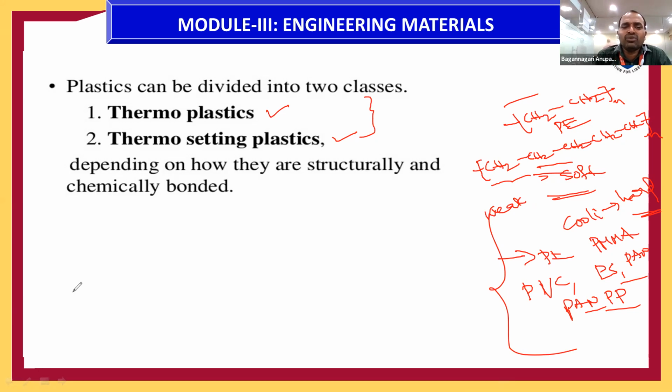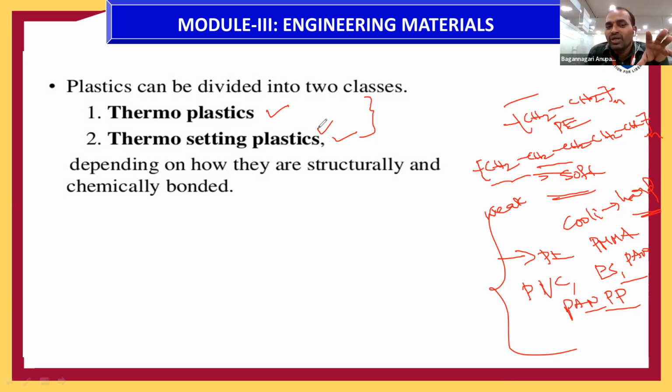Now, what is meant by thermosetting? Thermosetting plastics soften during the molding process, and after that they become hardened only. We can't soften them again. In the molding process, when temperature is given they become soft, but after the temperature falls they become hardened, and that can't be converted back into soft.